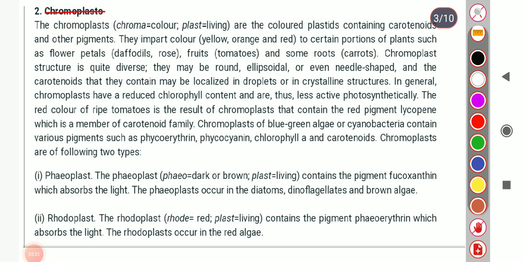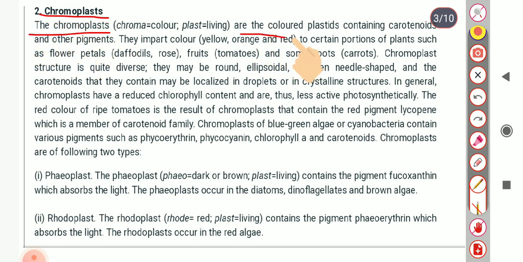Second, chromoplast. The chromoplasts are the colored plastids containing carotenoids and other pigments. Chromo means color and plast means living. They impart yellow, orange and red color to certain portions of plants such as flower petals, fruits and some roots. Some roots like carrot, fruits like tomatoes and flowers like daffodils, rose, etc.